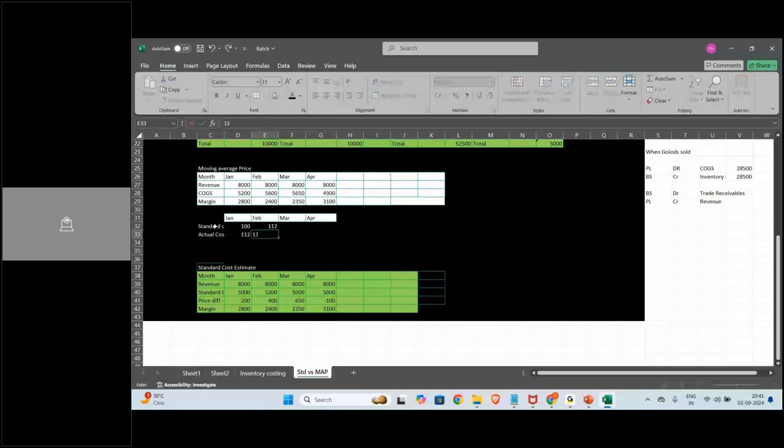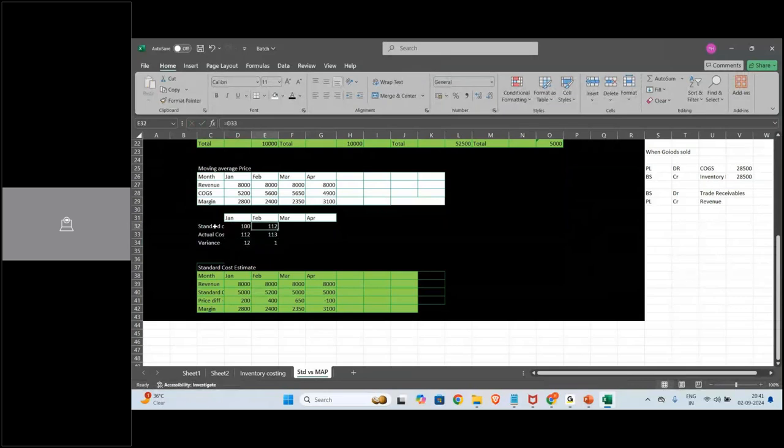So what is the variance? 112 and here 113, now 1 rupee only for February. In January, my key employee, a very important skilled labor, was on leave. In February, he came back, right? So that reason is no longer valid. So if I use 112, that is not the real variance, right?